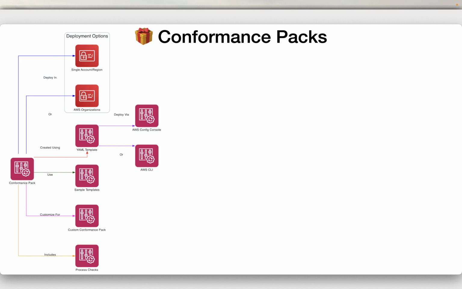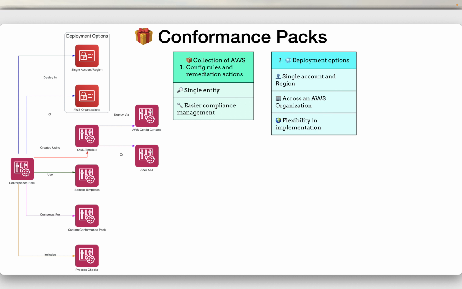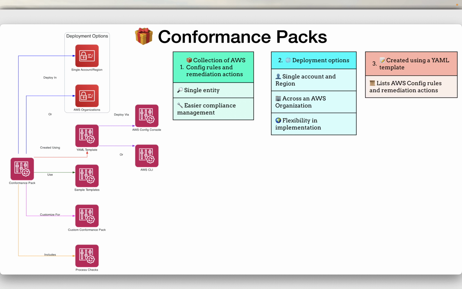So next feature, conformance packs. Conformance packs are a single entity that contains a set of AWS Config rules and remediation actions, making it easier to manage compliance. Conformance packs can be deployed in a single AWS account and region, or across an entire organization in AWS Organizations. To create a conformance pack, users write a YAML template that lists the AWS Config managed or custom rules and remediation actions to be included.